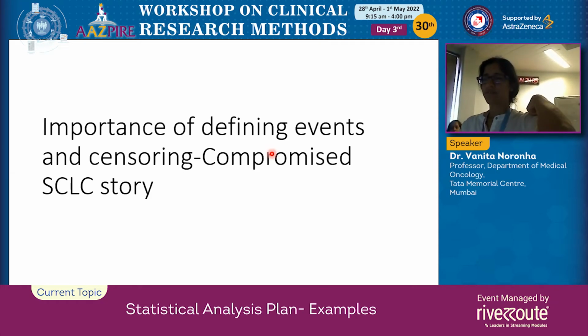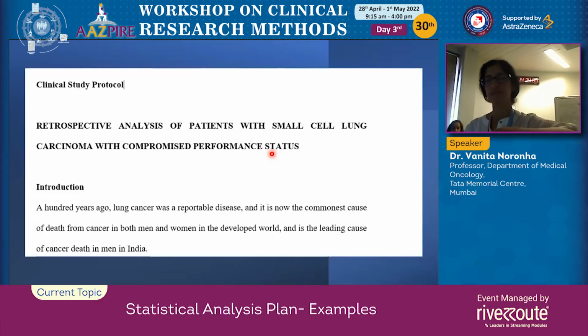The importance of defining events and censoring. This was in compromised small cell lung cancer. So there are certain chemosensitive tumors, right? Germ cell tumor, small cell lung cancer, where even patients who are PS3 or PS4, we try to treat them. Although in the literature, we don't have any data to say that this is actually appropriate. So in clinical practice, if the patient looks like they would tolerate it, we give them chemotherapy. So we thought, let's do a retrospective analysis as to what happened to these patients.